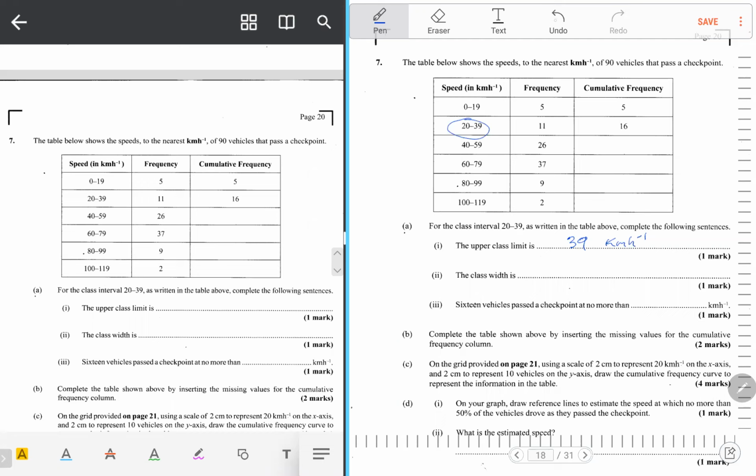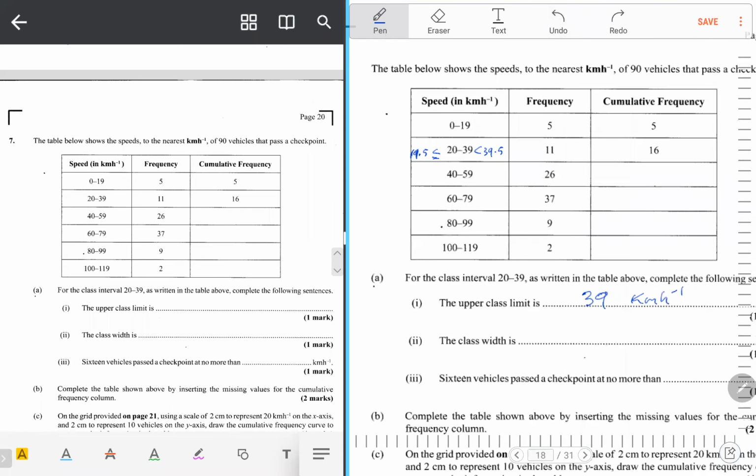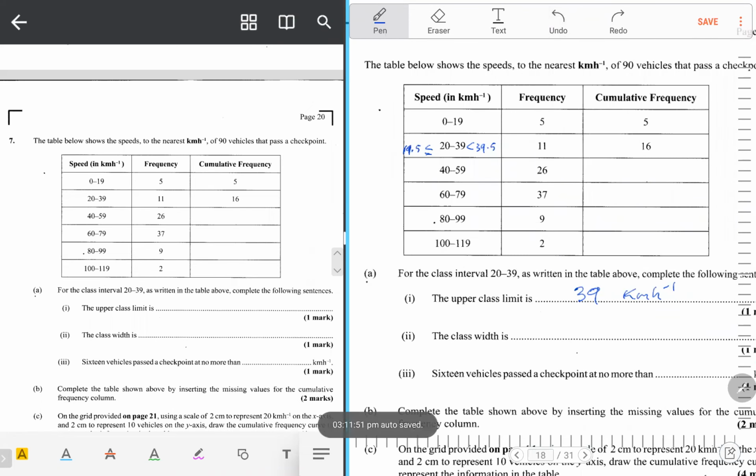Remember, this class can take values up to less than 39.5, and it can take values starting at 19.5. So if a vehicle is going at 19.5, they're going to approximate it to 20. And any value that is less than 39.5, they're going to approximate it to 39. So basically that class takes values from 19.5 to 39.5.